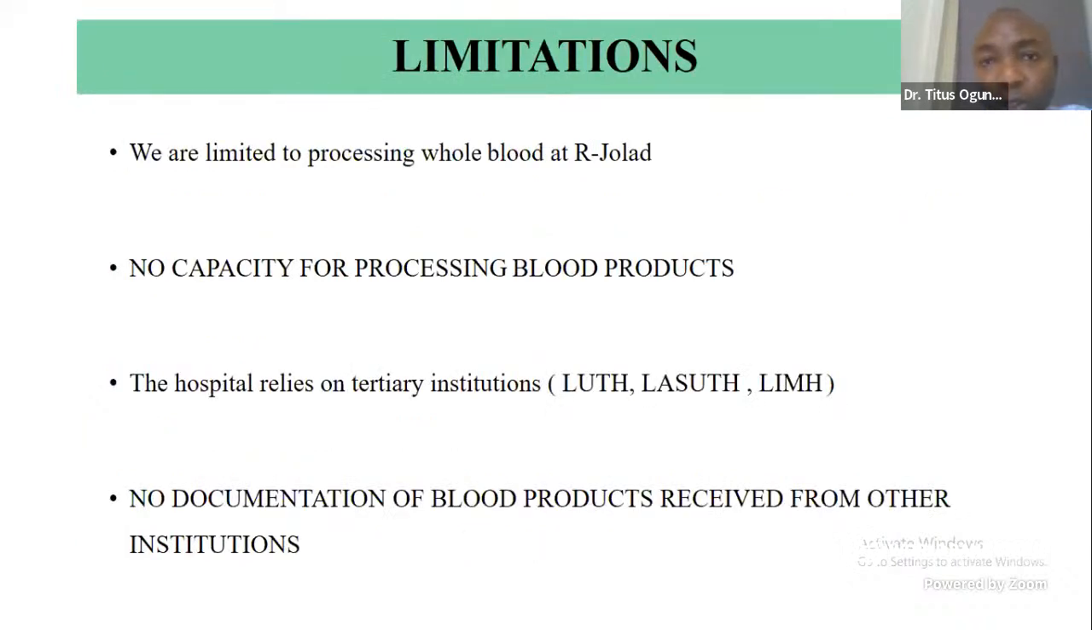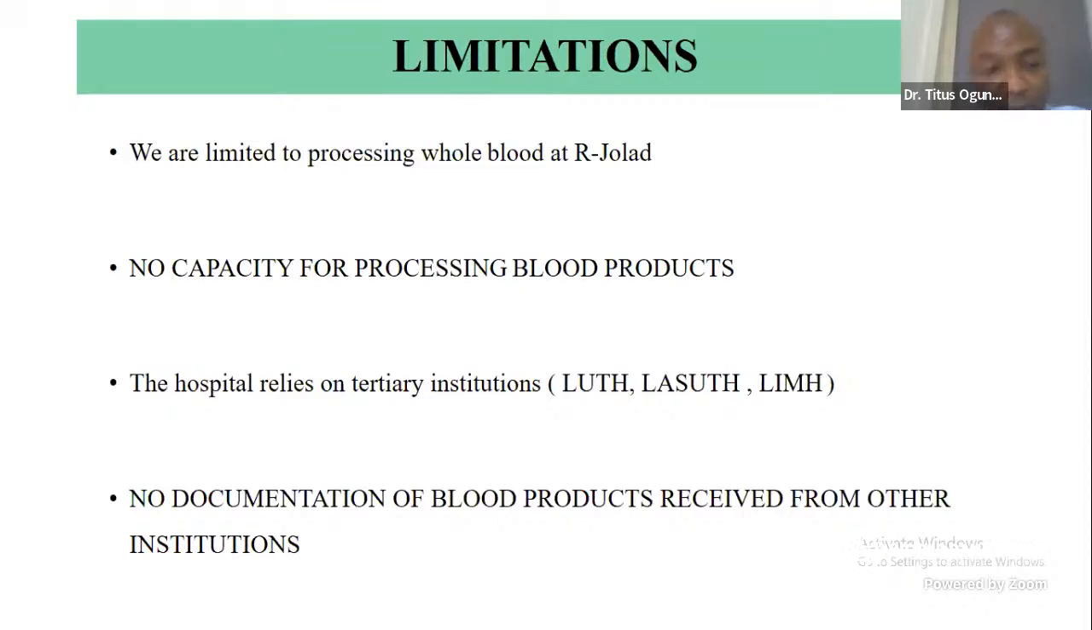Here are the limitations of blood bank services at Harrow-Jollard. It is important for you to know that we are limited to processing only whole blood at Harrow-Jollard. We do not have the capacity to process blood products. By blood products, I'm talking about packed cells, fresh frozen plasma, cryoprecipitate, and others. So as it stands, we still rely on tertiary institutions, the prestigious Lagos University Teaching Hospital and Lagos Island Maternity, where we get our blood products from.